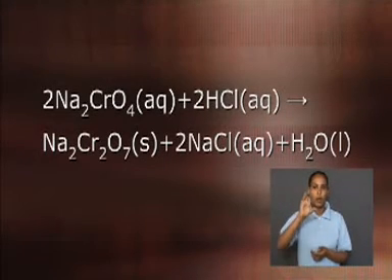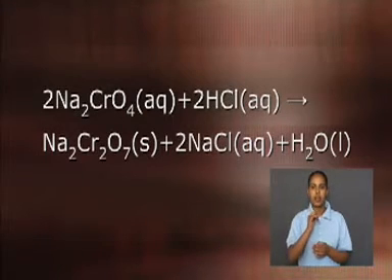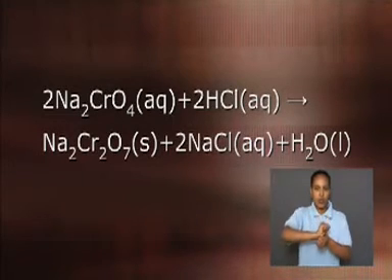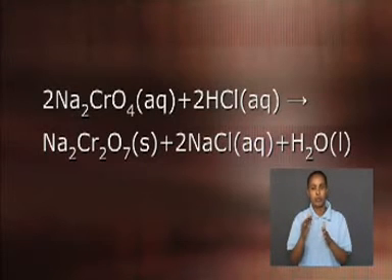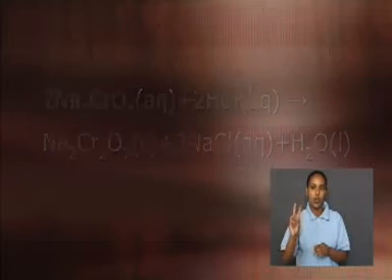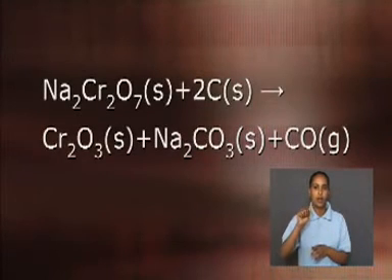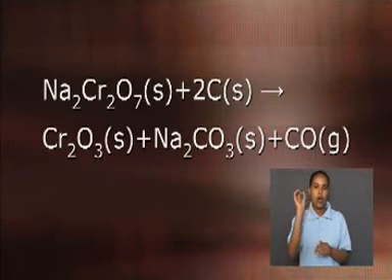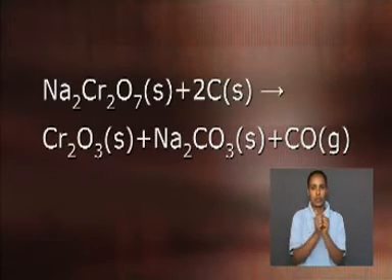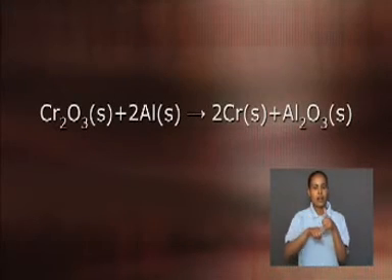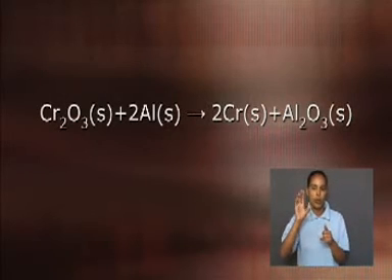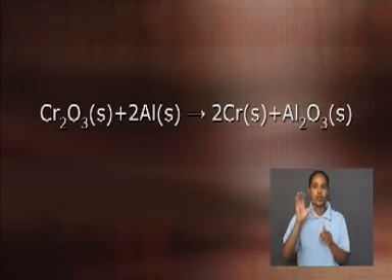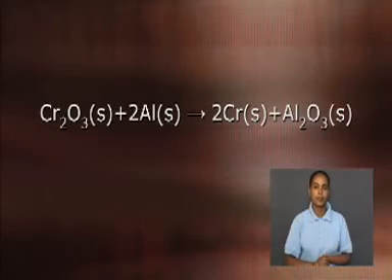The sodium chromate solution is acidified to convert it into a less soluble sodium dichromate. Then, sodium dichromate is reduced to chromium 3 oxide by heating it with carbon. And finally, the chromium 3 oxide is reduced to chromium by aluminium. Let us move on and discuss some of the chemical properties of chromium.